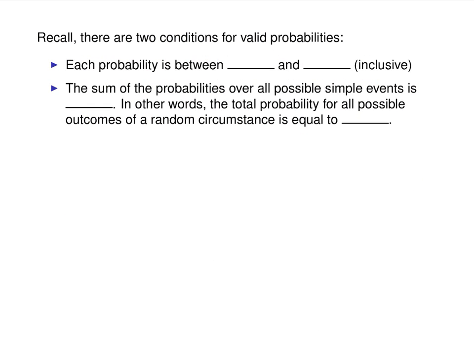Okay, so some conditions for probability. Probabilities are numbers between what and what? 0 and 1. The sum of the probabilities over all possible simple events is equal to 1. In other words, the total probability for all possible outcomes of a random circumstance is equal to 1.